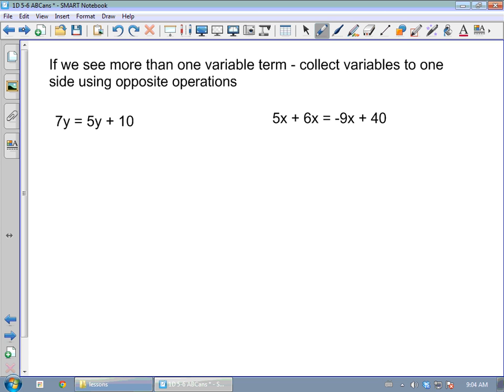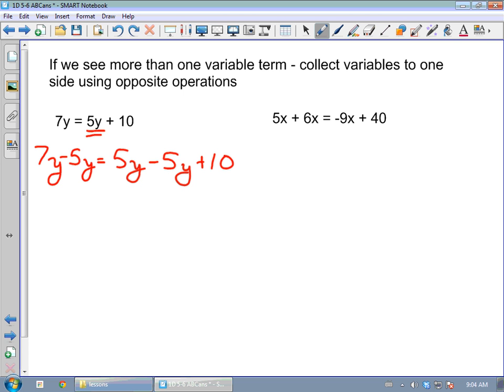So the first step when we're doing these ones is we want to get all of the variables onto the same side. And again, we get them onto the same side using opposite operations. So here I've got a 7y and I've got a 5y. I'm going to deal with this 5y before I do anything else. I want to get it from the right-hand side over to the left-hand side. And the way I can do that is, if this is a positive 5y, I can subtract 5y from both sides. So I got a positive 5y, I'm going to subtract a 5y. But if I subtract 5y from this side, I've got to subtract 5y from this side as well.